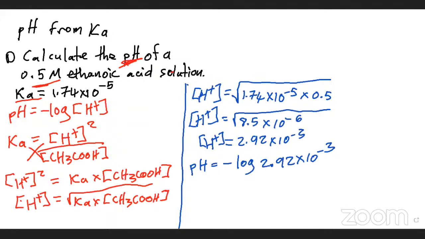Go ahead, Nish, you have a question? You can ask it. Sir, you lost me at the Ka is equal to the concentration of H plus ion squared over the concentration of the acid right there. This equation here?